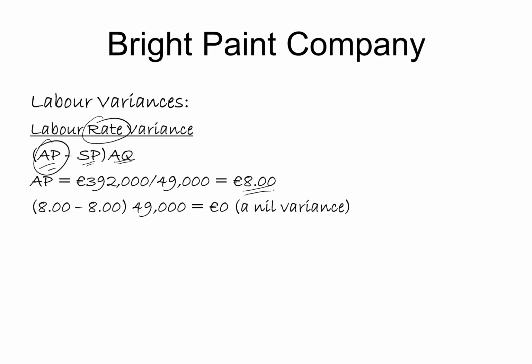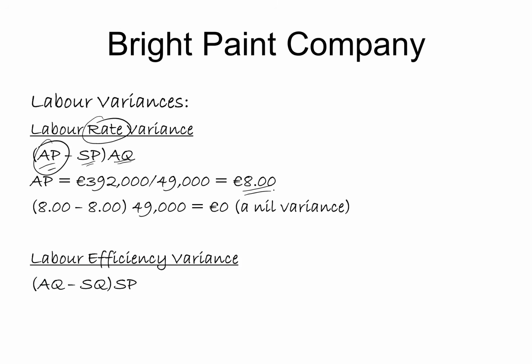Okay, a bit unusual, but sometimes it happens. Now, moving on to the efficiency variance, we're going to compare the actual quantity, which is the actual number of hours, with the standard hours, and put it into monetary terms at the standard price. Just like with the materials, we have two out of those three pieces of information. We have the actual quantity of hours, 49,000, and we have the standard price of €8.